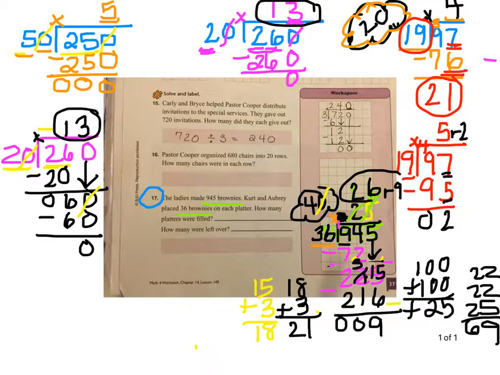26, remainder 9. Okay, so they said how many platters were filled? That's 26. How many were left over? 9. Perfect.